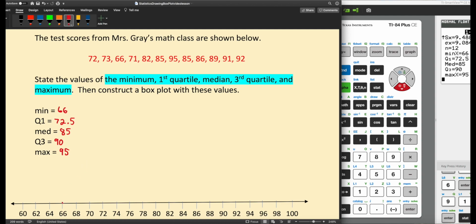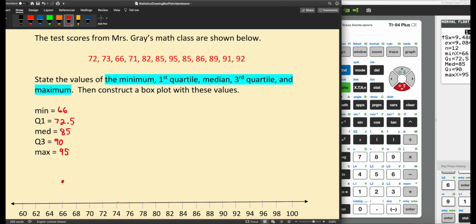We never put the box plot actually on this line. It's always going to be above. So what I tell my students to do is this. Go to 66, put a dot there because that's our min value. Now we want to do 72.5.